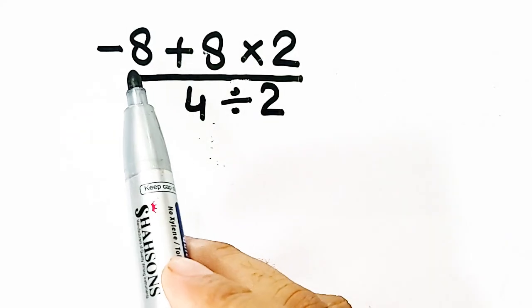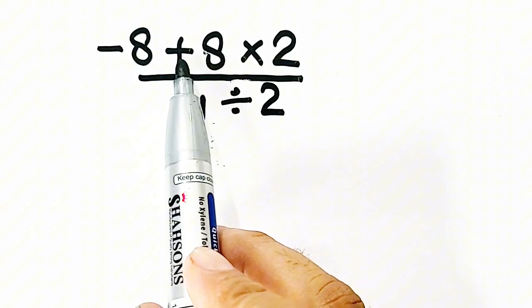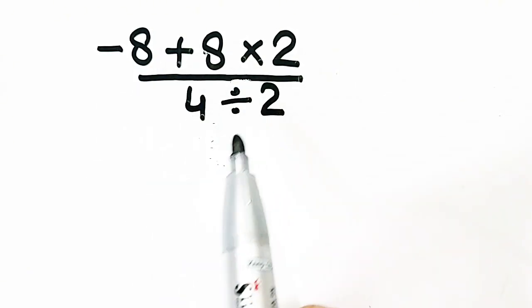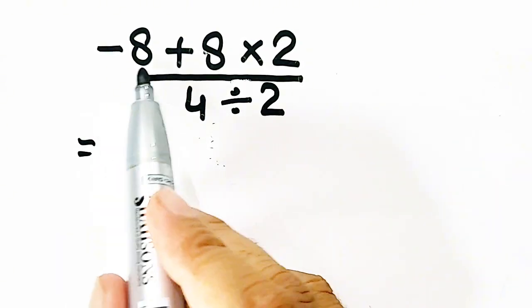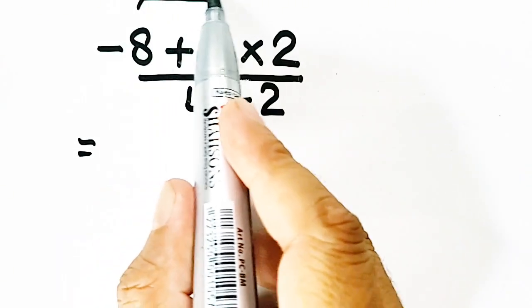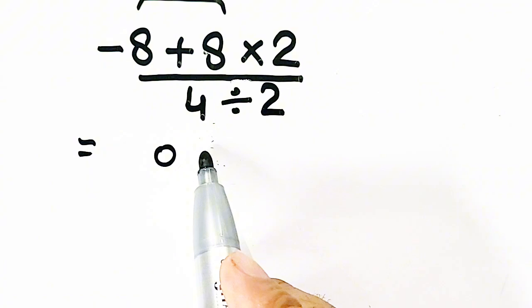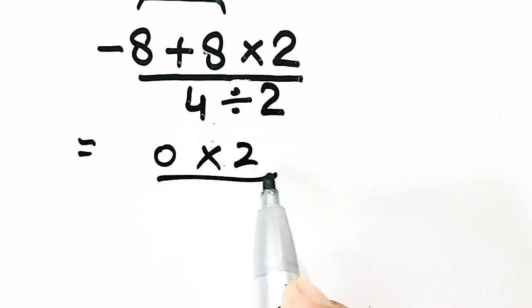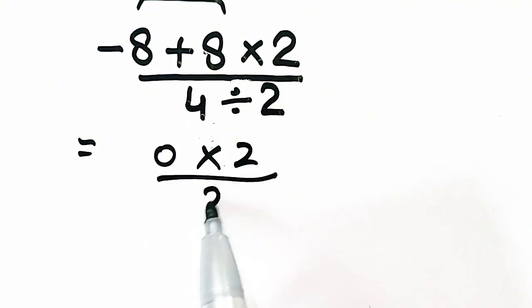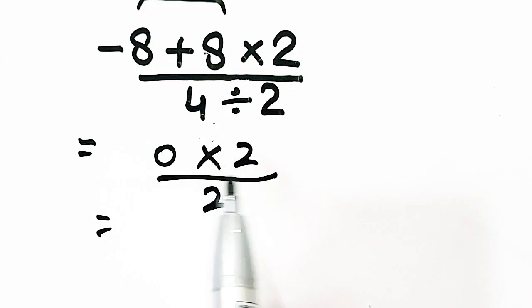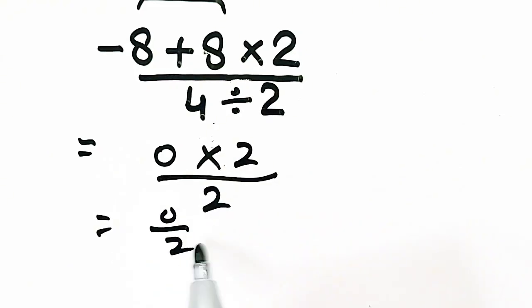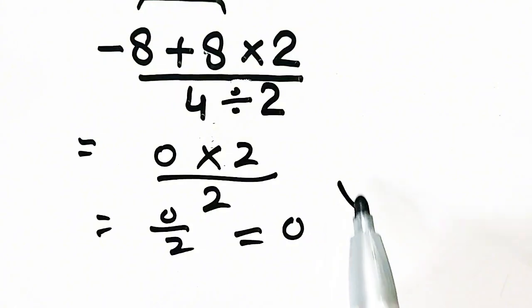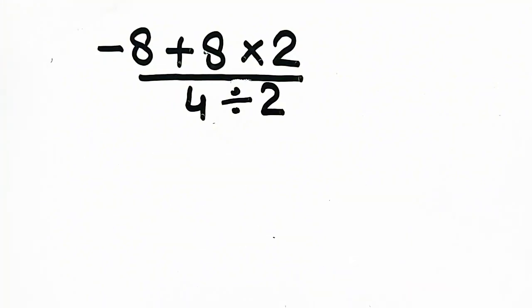Hello, in this video, you have to solve minus 8 plus 8 times 2 divided by 4 divided by 2. So minus 8 plus 8, it will be equal to 0 times 2, and 4 divided by 2 is equal to 2. So 0 times 2 is equal to 0, divided by 2. Our answer will be equal to 0, which is incorrect.